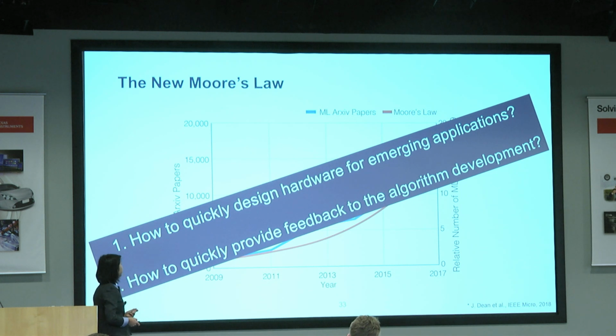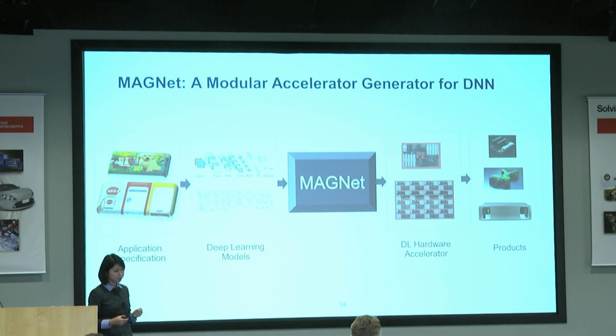This kind of challenge really motivates us to think about whether we can do hardware design more systematically, or treat it more like a compilation process, so that we can quickly design different hardware and also get early feedback for the algorithm development process. That's our MAGNet work, which was published last year at Hot Chips and ICCAD.